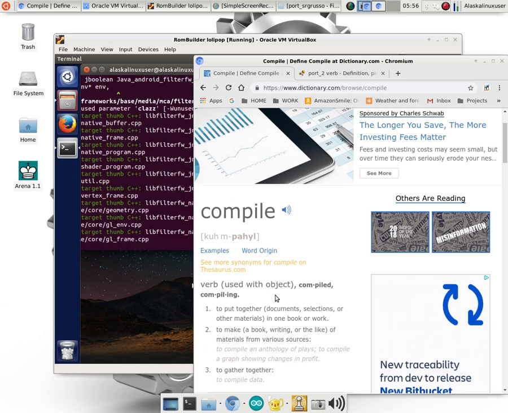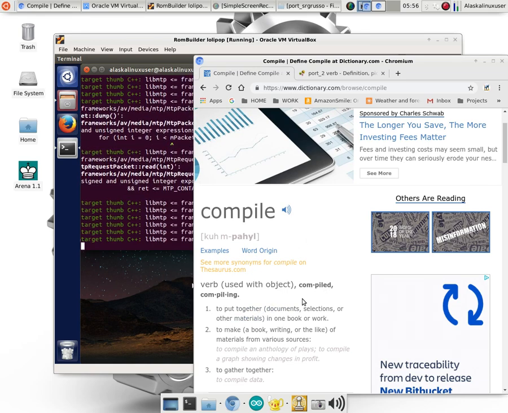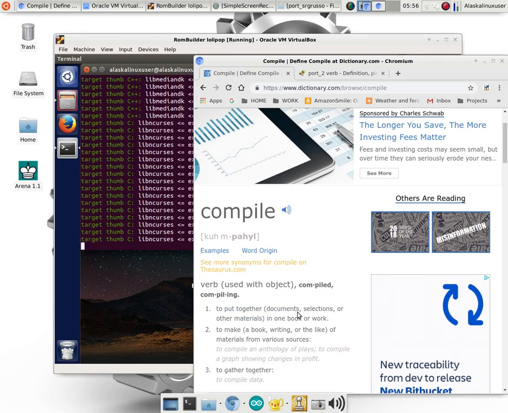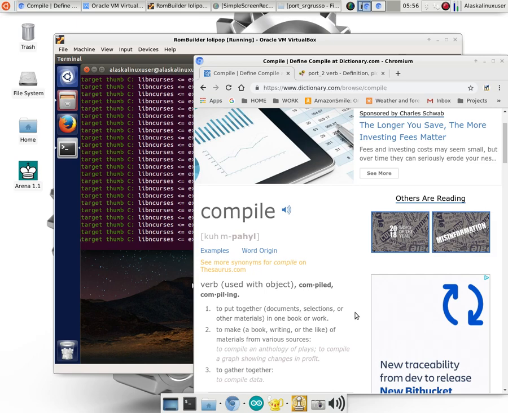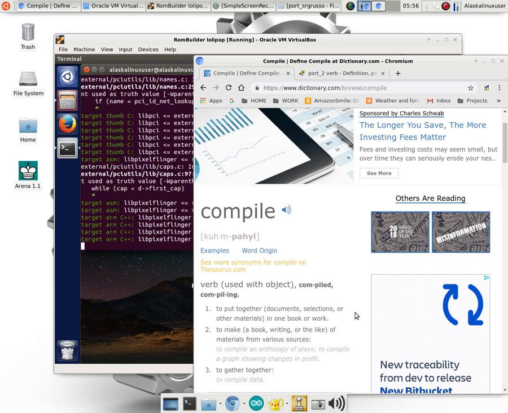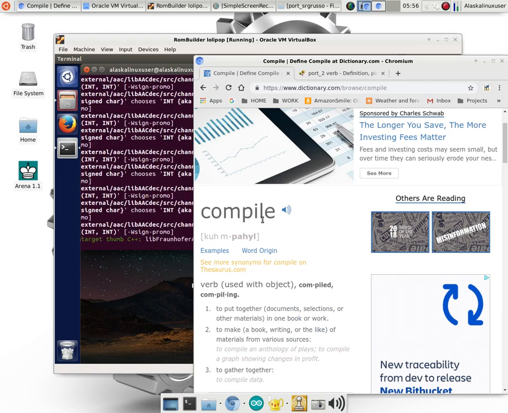So I want to first look at a few definitions. First, the definition for compile. To compile, or compiled or compiling, is to put together documents, selections, or other materials in one book or work, or essentially to make a book, writing, or the like of materials from various sources, or to gather together. Those are the three main definitions of the word compile.